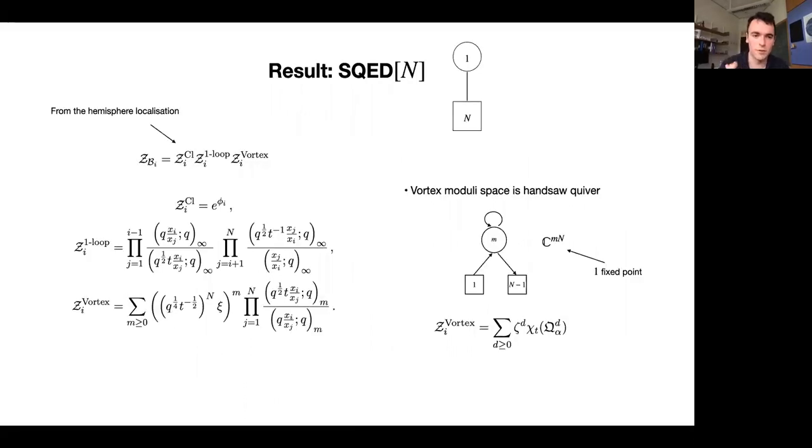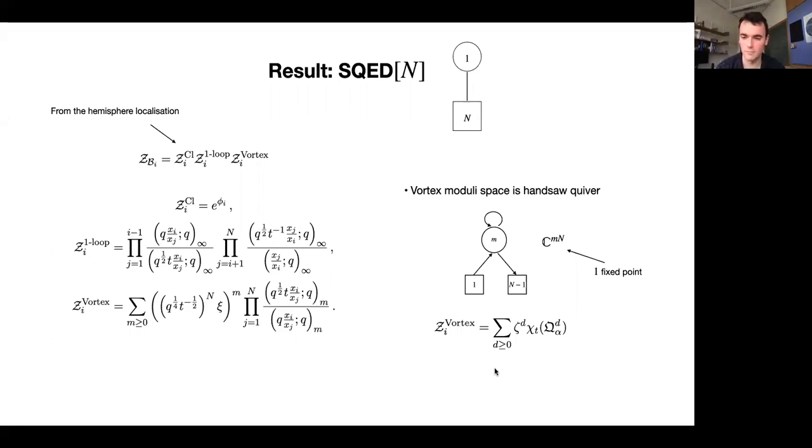So this is the end result of the half index computation. You have a classical term, which here I'm lifting from the hemisphere localization, which I'm not talking about today. The index contributions are a one loop piece and a vortex piece. And for this theory in particular, the vortex moduli space is a nice, simple Handsaw quiver. And it's relatively straightforward to see that the vortex contribution to the half index coincides with the chi-T genus of this Handsaw quiver.